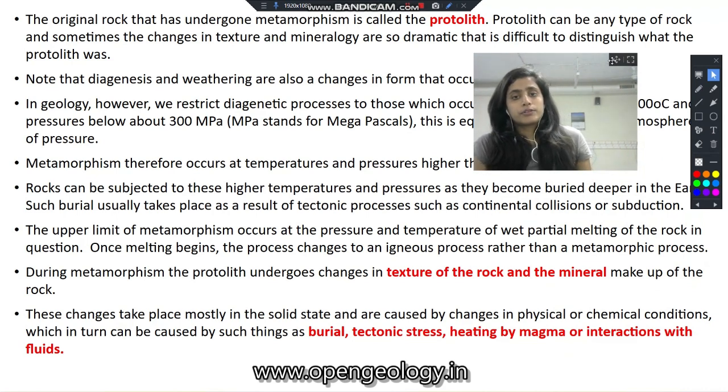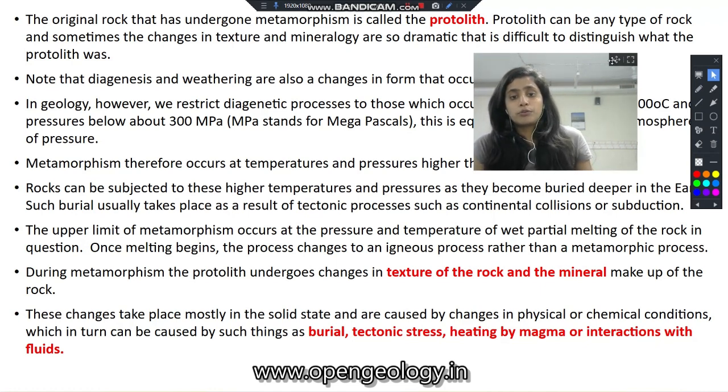And what is the upper limit? The upper limit of metamorphism occurs at the pressure and temperature of wet partial melting of the rock in question. Once melting begins, the process changes from metamorphic into igneous. There is partial melting, there is recrystallization, and lots of reactions happen. We will study those things further in the upcoming lectures.